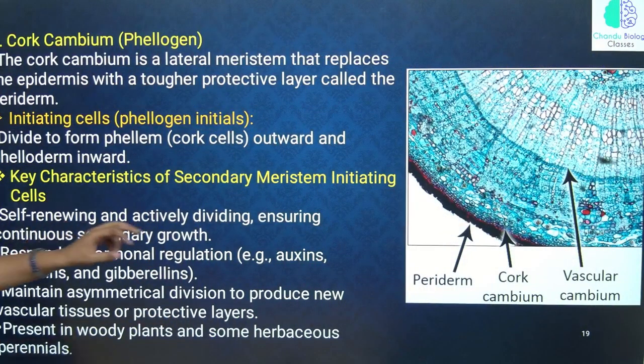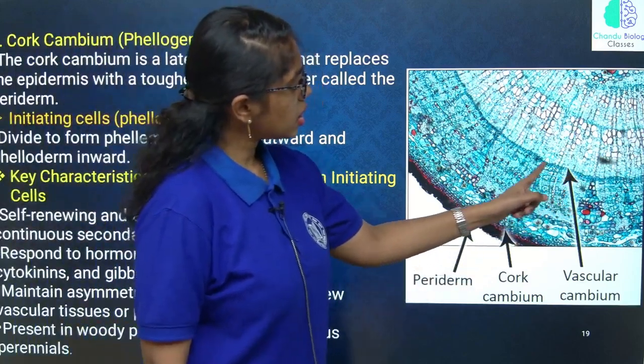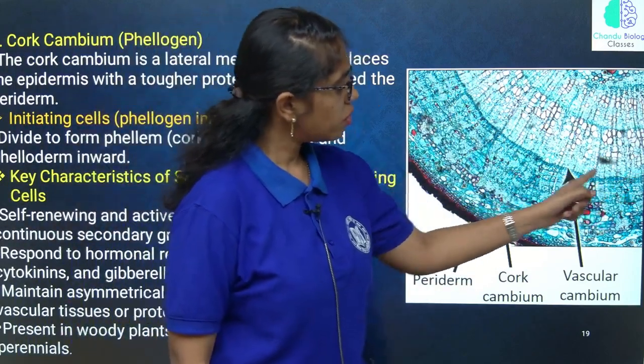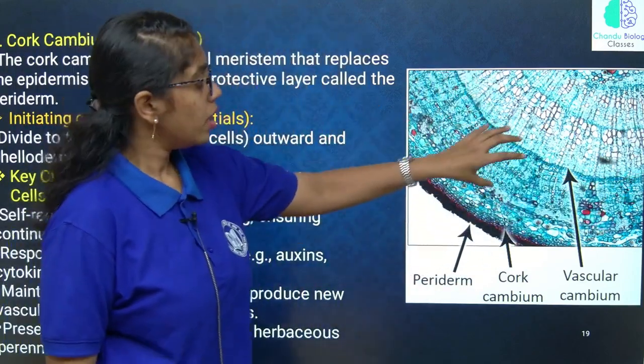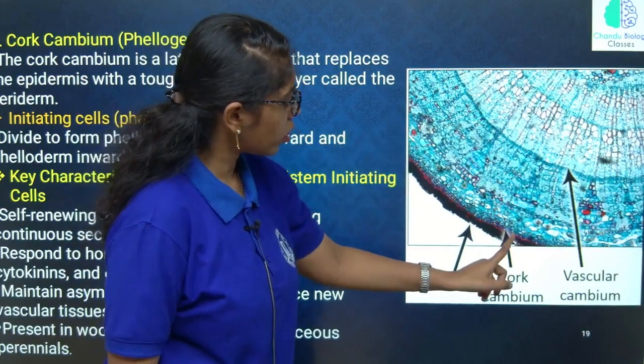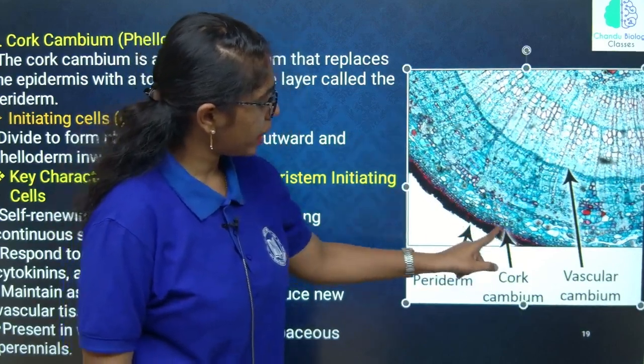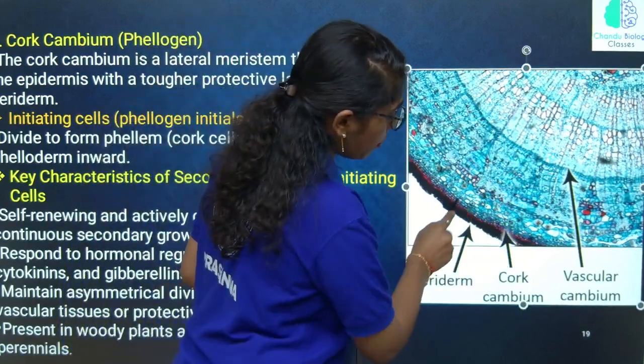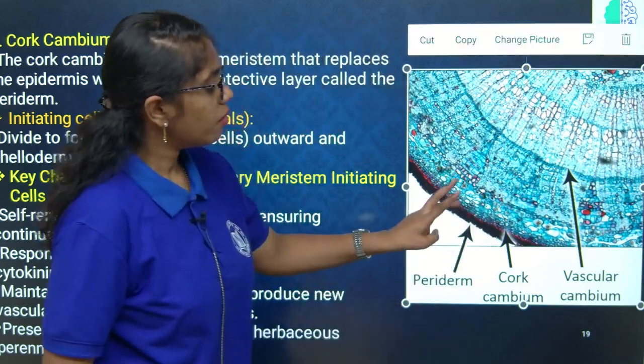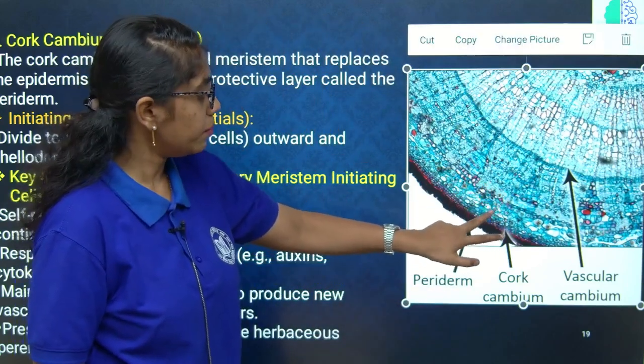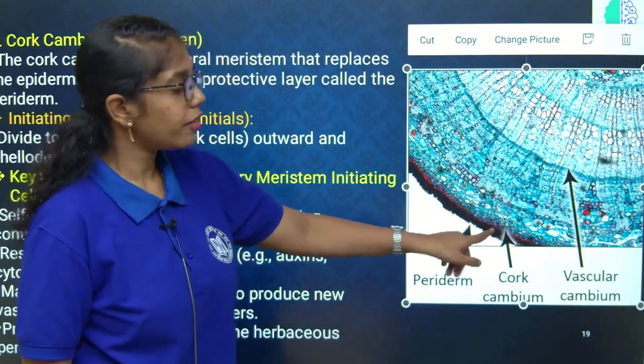If you can see in this diagram, this is the vascular cambial ring present in the dicot stem, which promotes stelar secondary growth. This is the cork cambium, which forms the peridermal region that includes three tissues: phellem, phelloderm and phellogen.